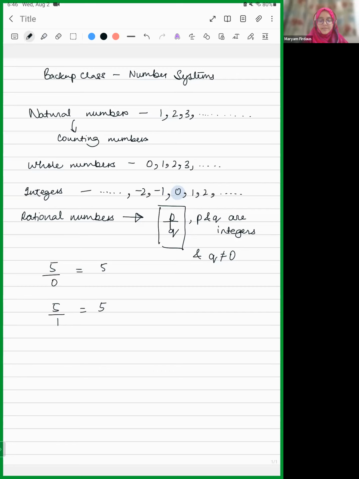What is 5 by 0 equal to? If 5 by 1 is 5, then 5 by 0 should also be equal to 5, or should it be equal to something else? I'll wait for an answer. Okay, I'm waiting.